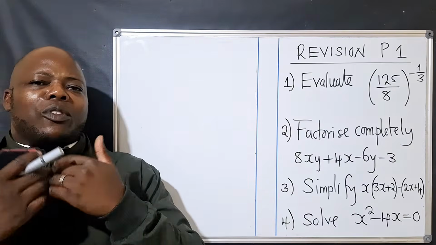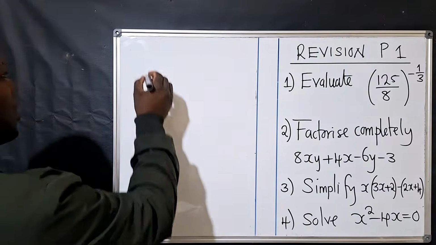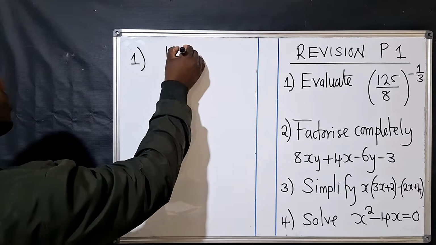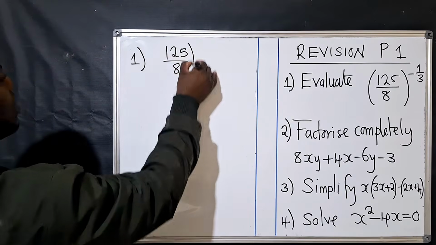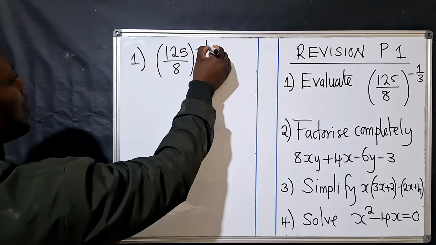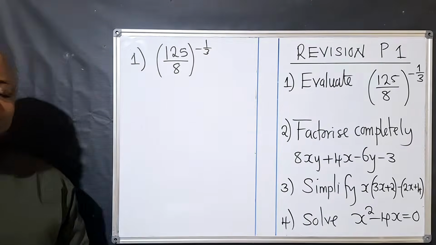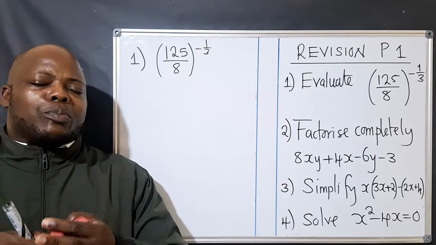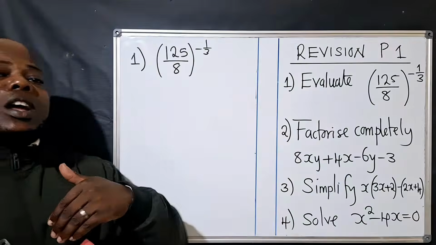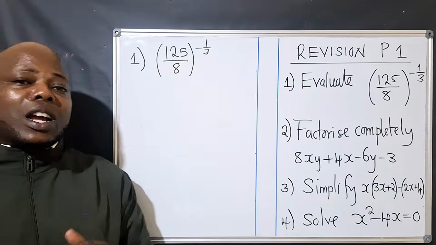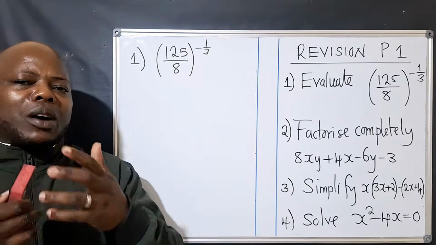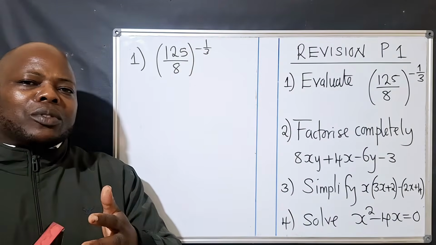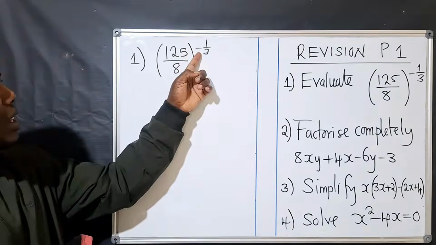They're saying evaluate. Okay, so that's question 1. They're saying evaluate 125 over 8 to the power negative 1 over 3. So the first thing you need to understand when it comes to evaluating this kind of equation is to check the power. You look at the power that we have. Does it have a positive or a negative sign? There is a negative sign here.